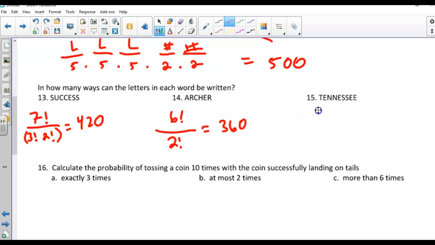All right, Tennessee, 4, 8, 9. So we got 9. Now what repeats? The T doesn't repeat, the E repeats. So 1, 2, 3, 4. 4 E's. All right, the N repeats. 1, 2. All right, 2 N's. 2 S's. All right, so that's going to give us a whopping, drum roll please, 3,780.